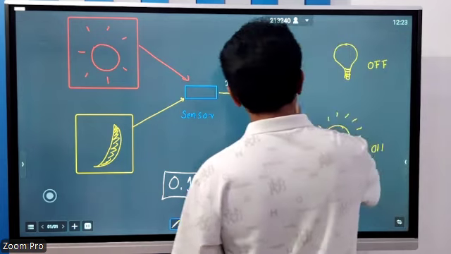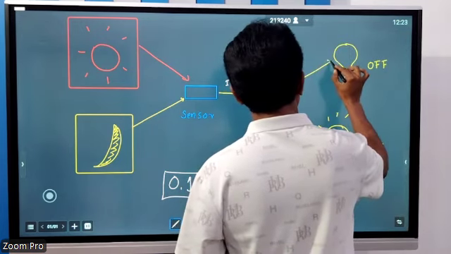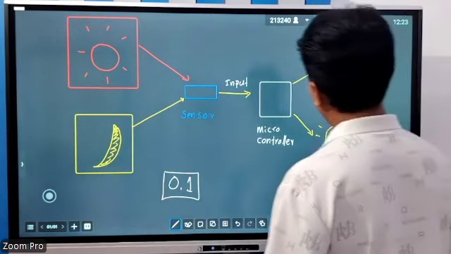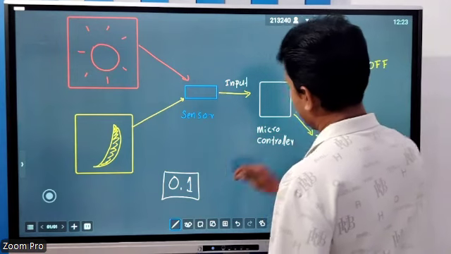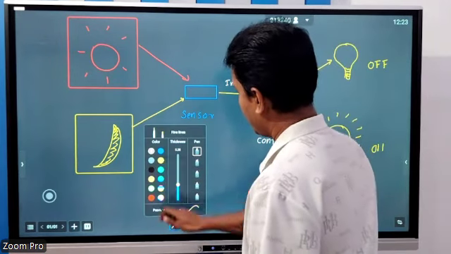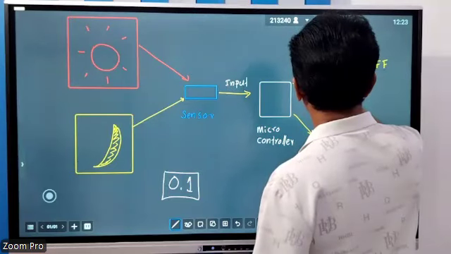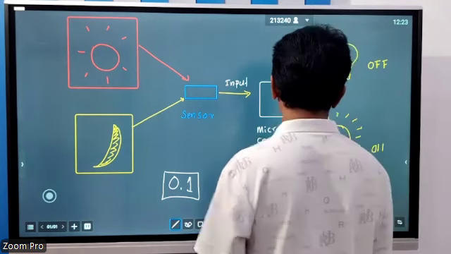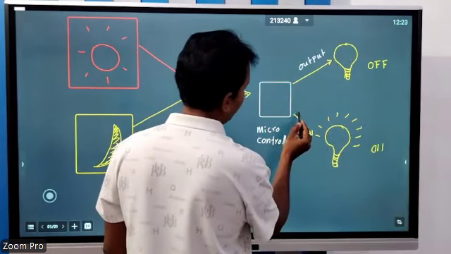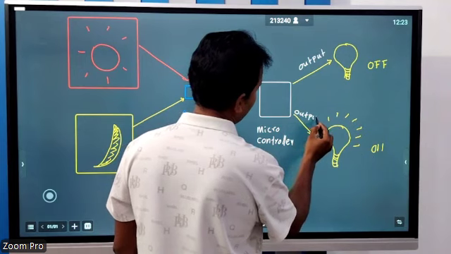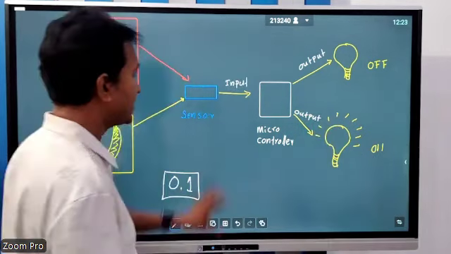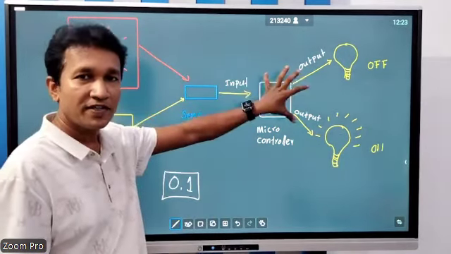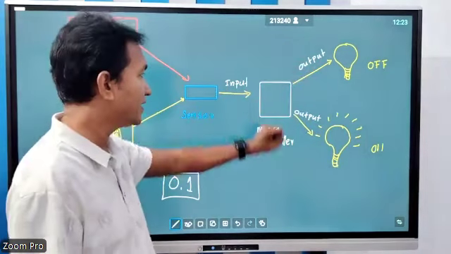Right? The microcontroller gives this. Should it switch on, sorry, switch off, or switch on? Right? This is the output. Output can be switch off the bulb or switch on the bulb. This is the simple scenario so that we can understand what is the meaning of this kind of microcontrollers, right?